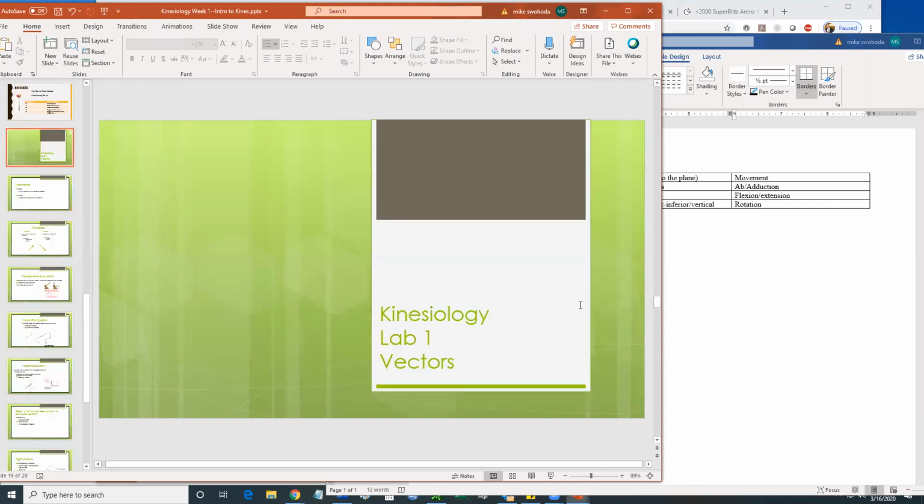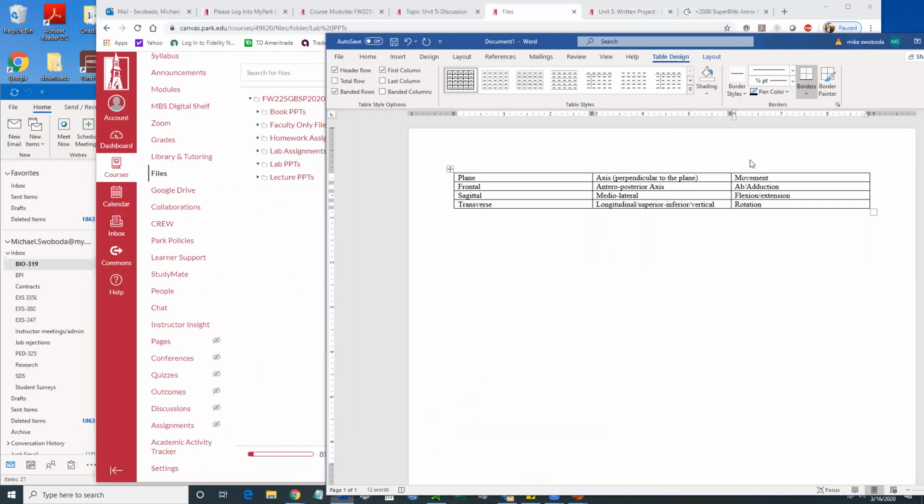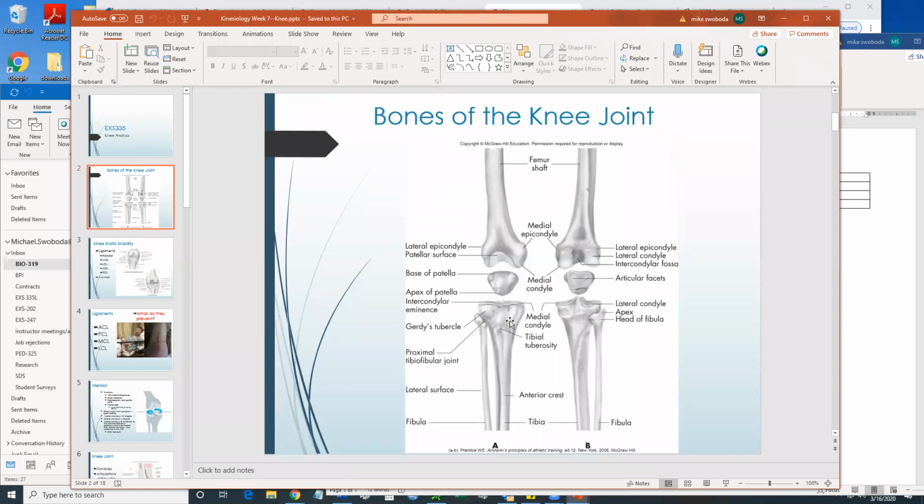All right. Okay, so let's go back into the knee here. All right, so for the knee, four bones, only three of which are important. So you have four bones in the knee. Only three of them are important. So femur, patella, tibia. Those are the three important ones.